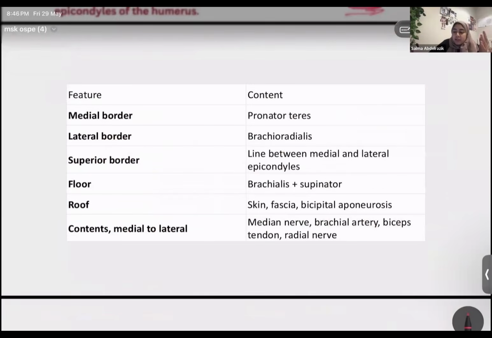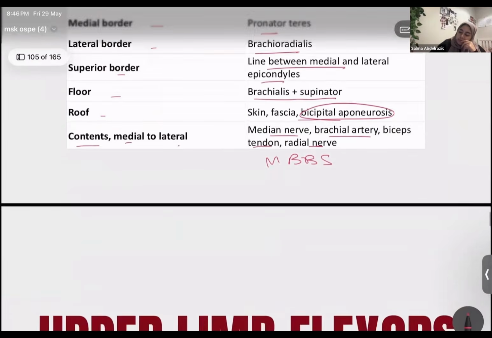Hi, it's a table that summarizes the cubital fossa. Medial is pronator teres, lateral is brachioradialis, superior is the line connecting the epicondyles, floor is brachialis and supinator. Roof is the bicipital aponeurosis. Contents is MBBS. Medial to lateral: median nerve, brachial artery, biceps tendon, and radial nerve.